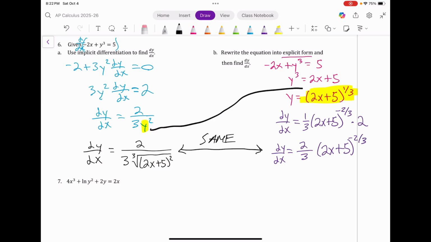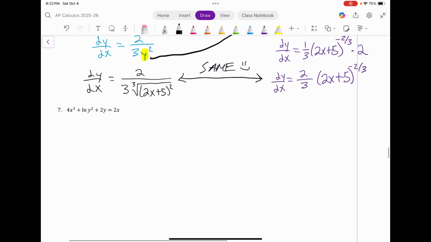So just trying to show that we're not just doing magic here with implicit differentiation. It ends up getting you the same thing as you normally would. Okay, so let's move on.